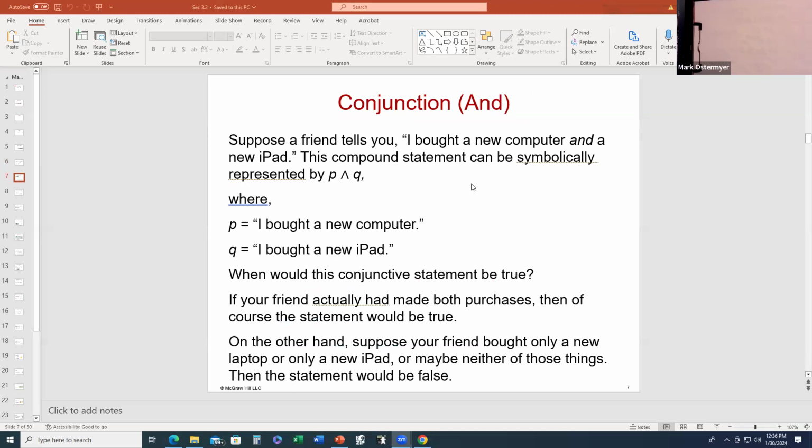Now how about a conjunction, which is basically the same as the word "and"? Back in set theory, it's the intersection of two sets. Suppose a friend tells you, "I bought a new computer and a new iPad." This compound statement can be symbolically represented as P and Q, where P is the simple statement that I bought a new computer, and Q is the simple statement that I bought a new iPad. This is a conjunction. We're going to investigate what the truth table looks like for a conjunction. When would this conjunctive statement be true? Does anybody want to weigh in? When would this statement be true?